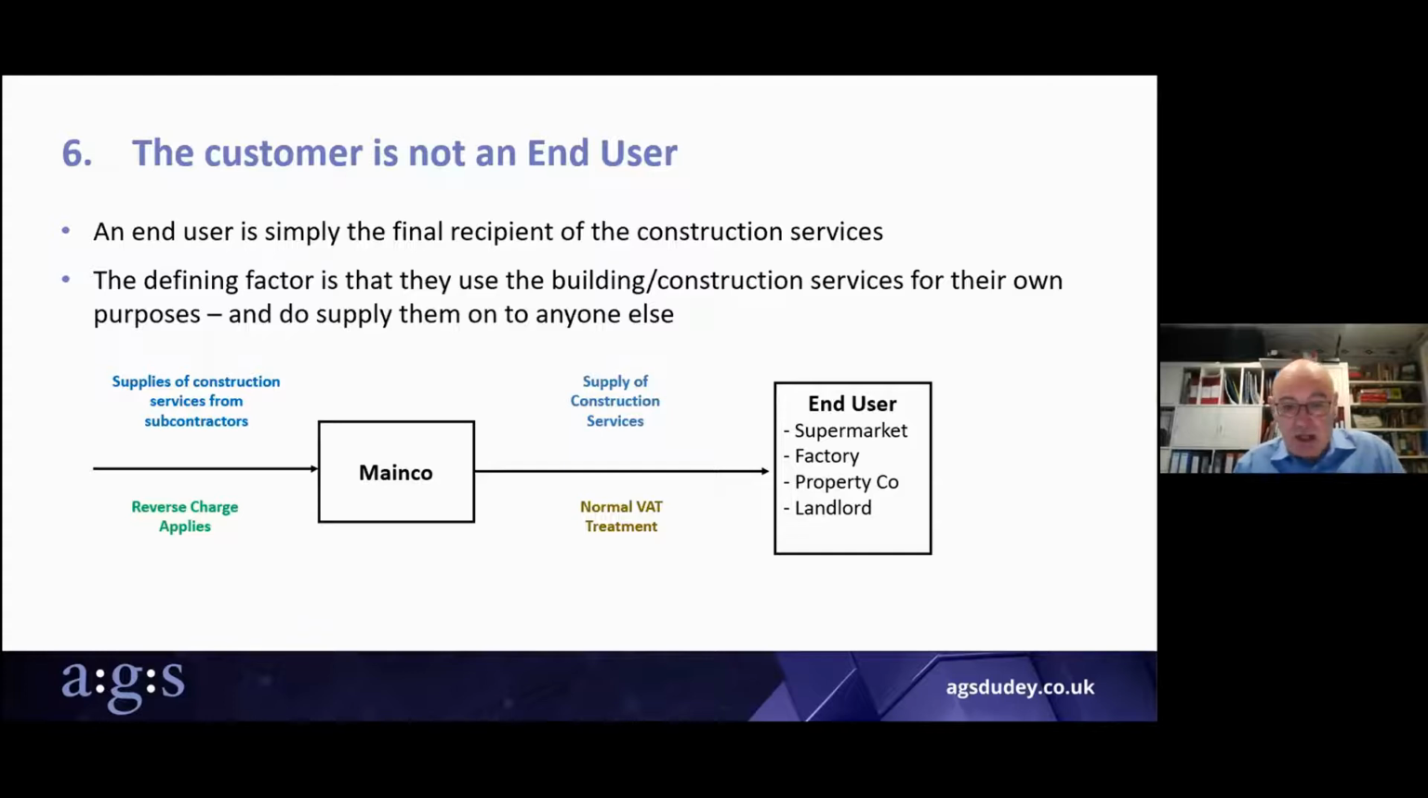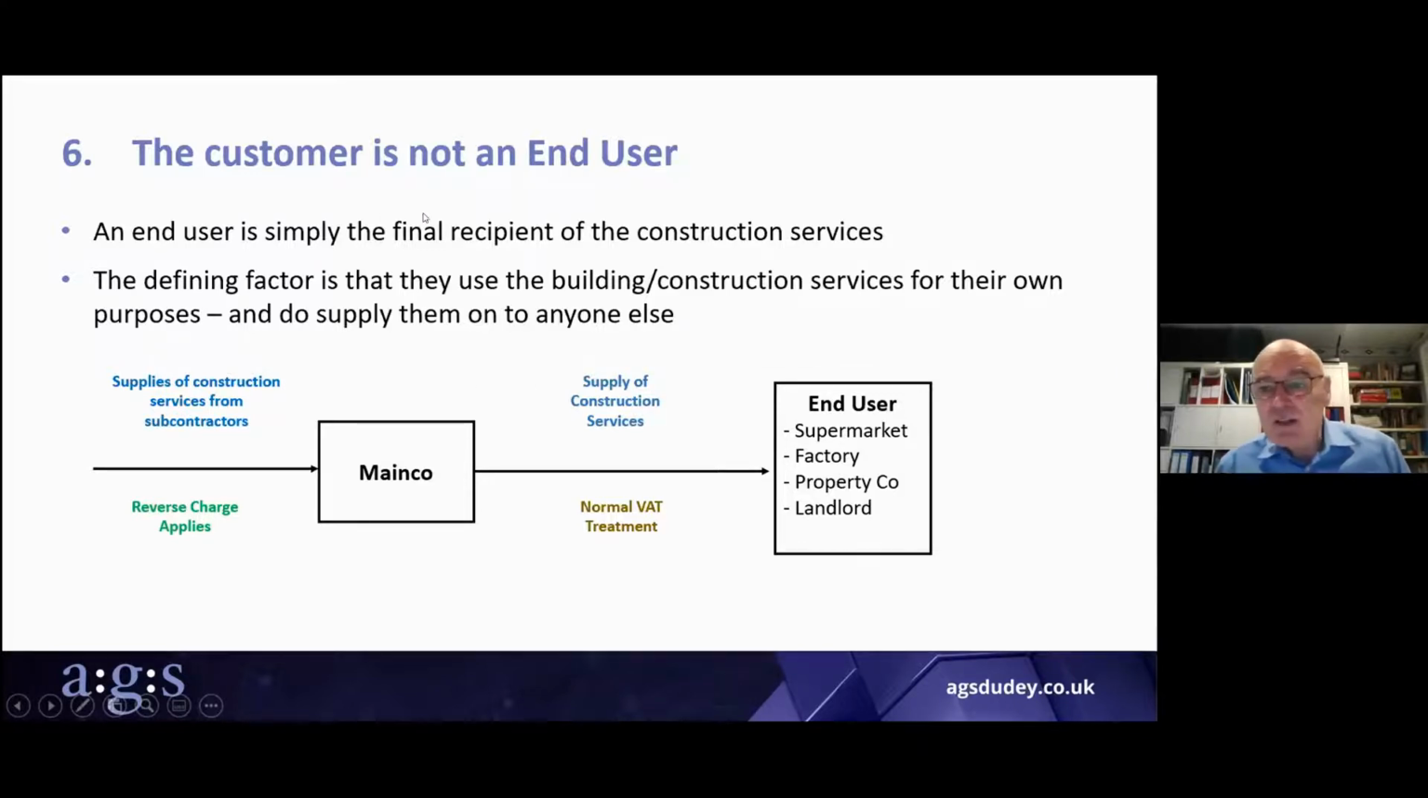The main contractor then supplies these on to the end user, and they result in a new building for them. Now, they might be a supermarket chain going to use it for a new supermarket, a manufacturing company using it as a factory, a property company who's going to sell or lease the building, or a landlord just going to rent it out to tenants. Whichever it is, they will use the building as they wish, but normal VAT is charged to them because they are the end user. It's the basic meaning of the end user and the correct VAT treatment.